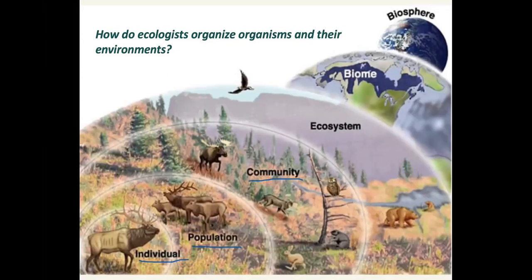All right, so today we're going to talk about ecological organization, and then we are going to jump into symbiosis. So, how do ecologists organize organisms and their environments? What you see up on the board is how it builds. We take a bunch of individuals and put them together, and they make up a population. We put a bunch of populations together, they make a community. Communities make an ecosystem, ecosystems make a biome, and then all of the biomes together make the biosphere. This is something you should have seen before in earth science.